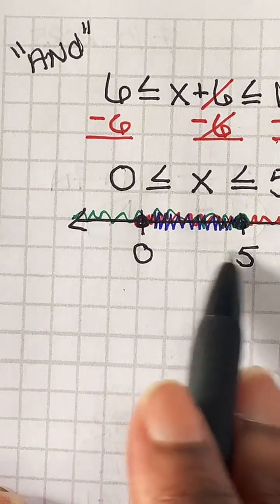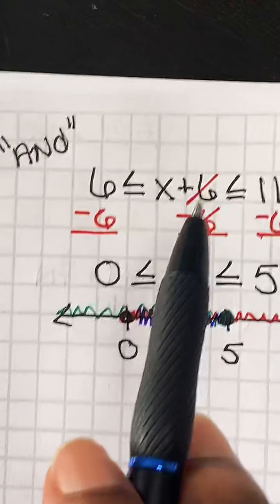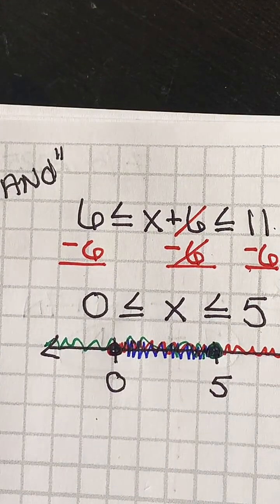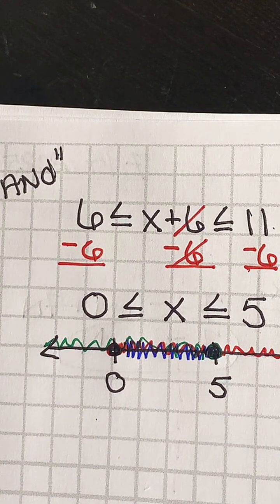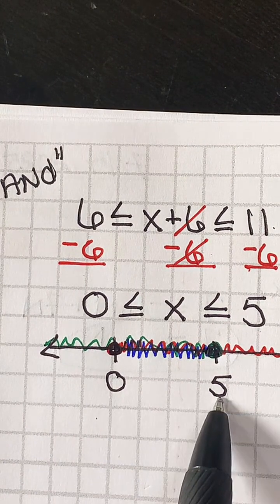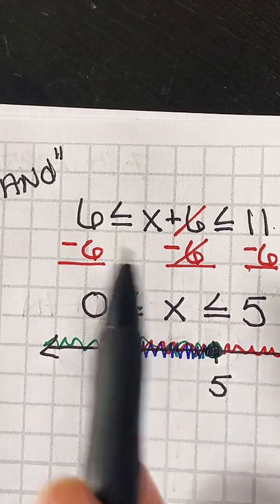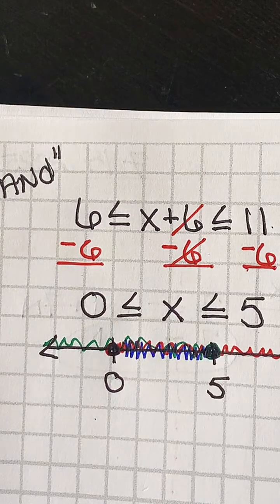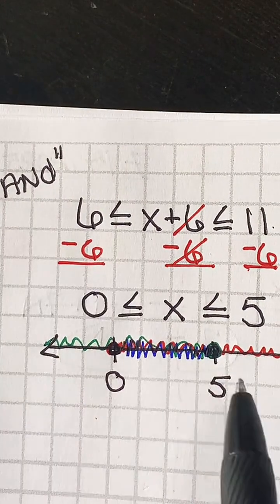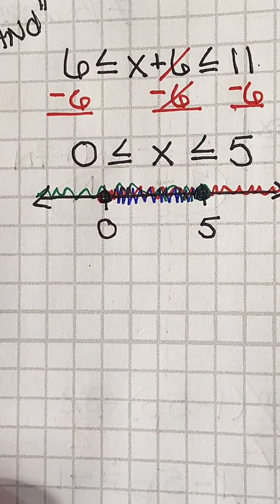So you can pick any number in between 0 and 5 to make this into a true statement. That includes decimals. That includes fractions. As long as it lies within the 0 and 5 range or domain, then that will make it into a true statement. So "and" is saying where they overlap, and they're overlapping right there in the center.